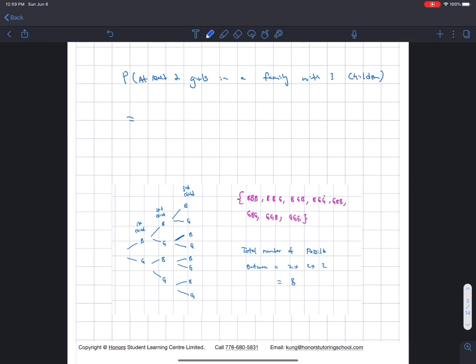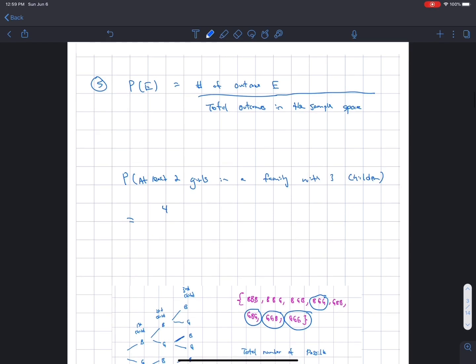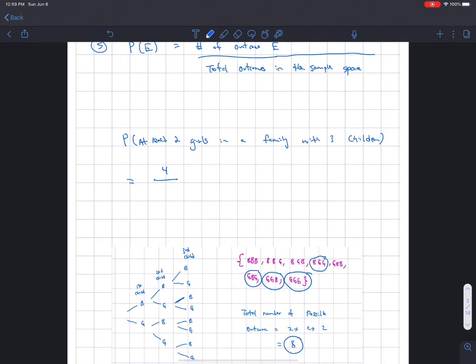So we have two girls here, boy, girl, girl. We can have girl, boy, girl, girl, girl, boy. So those are at least two girls, and of course I can also have three girls, right? That's what they mean by at least two girls. So we have four favorable outcomes, or four outcomes that satisfy having at least two girls, out of 8 total possible outcomes, right? So we have a 1/2 chance of having at least two girls.